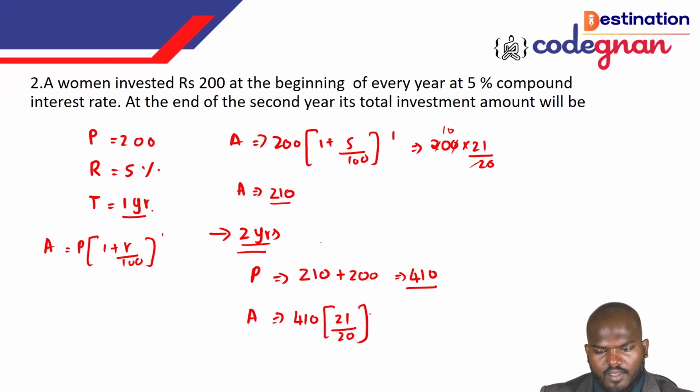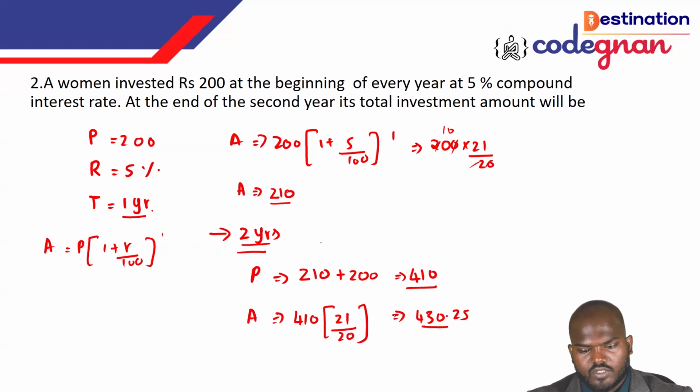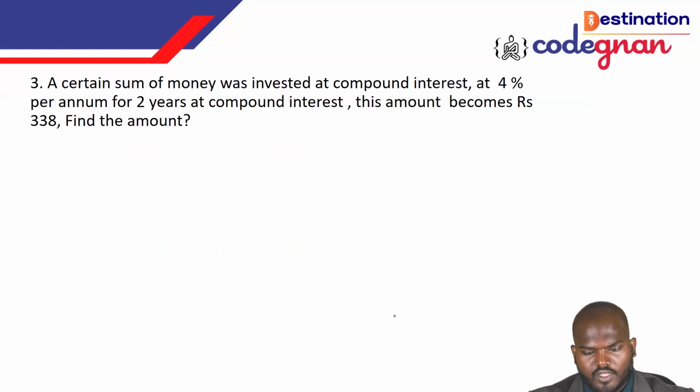If you work it out, guys, this value will give you the answer 430.50. So that was your answer. At the end of the second year, the total investment amount will be 430.50. This is the value you will get as the outcome at the end of the second year. I hope you guys got it about this one. It's a very easy question. Okay, so going to the next question, guys.